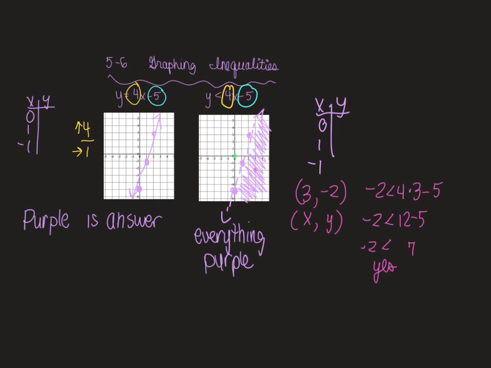Let's go back and check. We had equal sign, only a line. Inequality, a kind of a line, it was a dashed line, and there was shading. We shaded part of the graph. So there's a whole bunch of answers to this. There's only one line that's an answer to that.